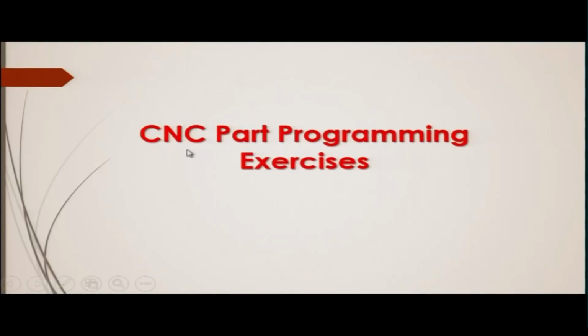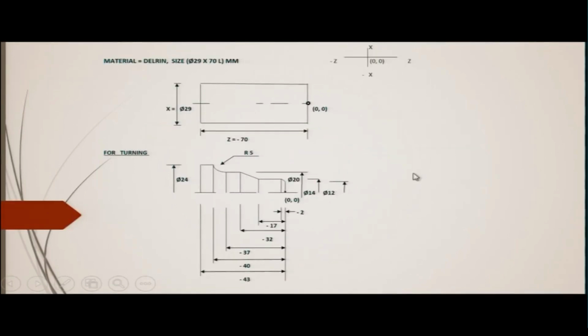Well, then if you look at the PowerPoint presentation, this is the CNC part programming exercises. So, let us take first the example of a turning.